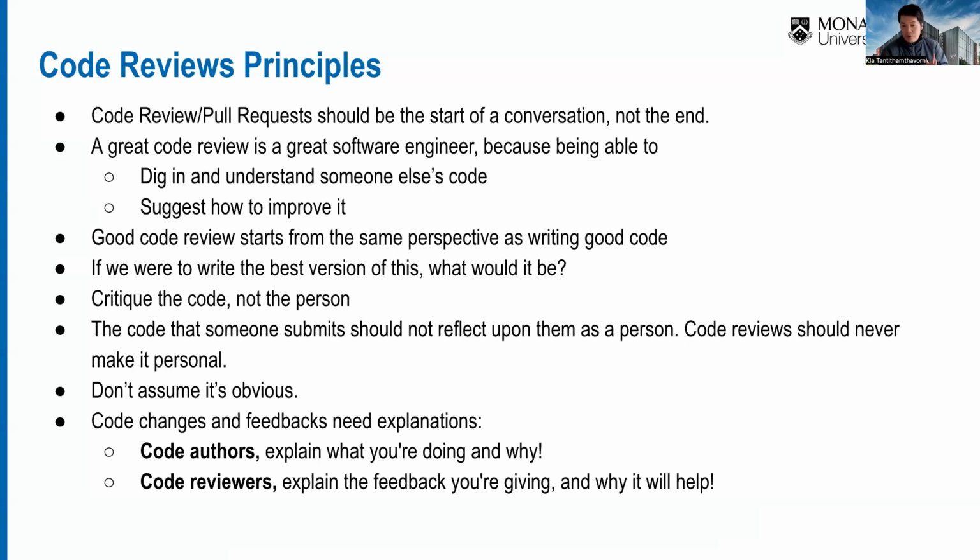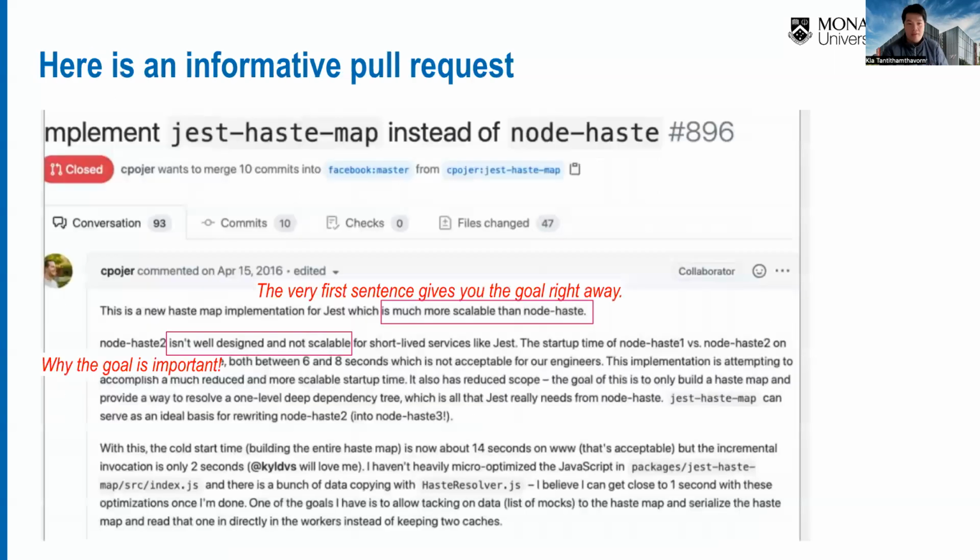As a code author, you should explain what you are doing and why. As a code reviewer, you should explain the feedback that you are giving and why it will help as well. Justify, right? And this is an example of a bad pull request, okay?